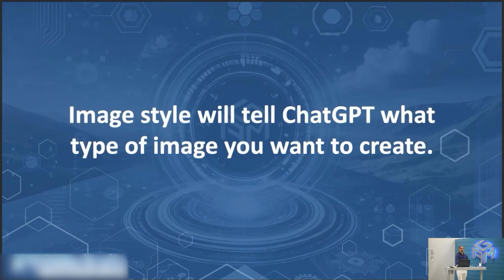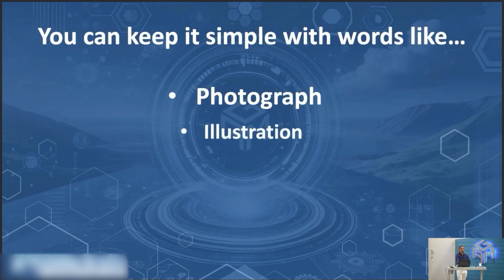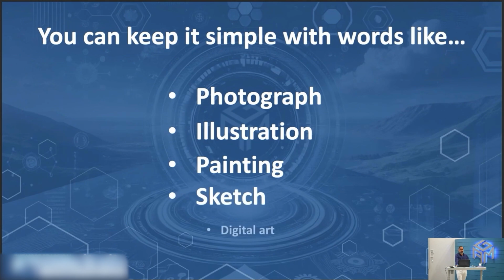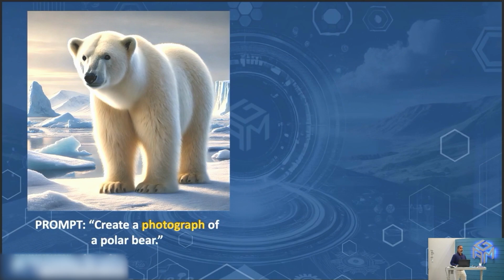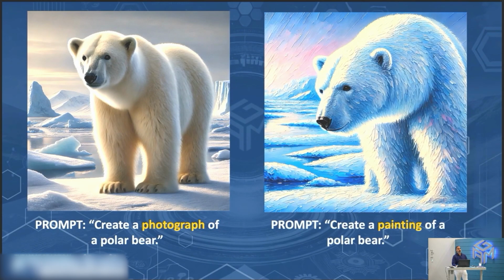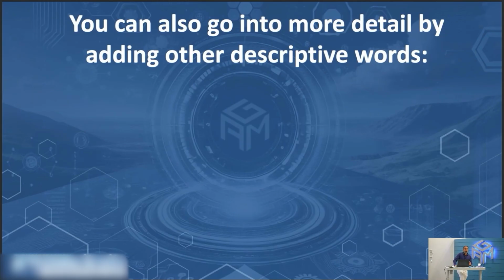Image style. Image style will tell ChatGPT what type of image you want to create. So to keep it simple, words like photograph, illustration, painting, sketch, digital art, things like that. Example: create a photograph of a polar bear or create a painting of a polar bear. Check this out. Here's a close-up. See the difference? It depends on what you need. What are you looking for? What product are you trying to accomplish? What is the exact thing that you would like to get from it? That's absolutely incredible. It's a piece of art. You can also go into more detail by adding other descriptive words.